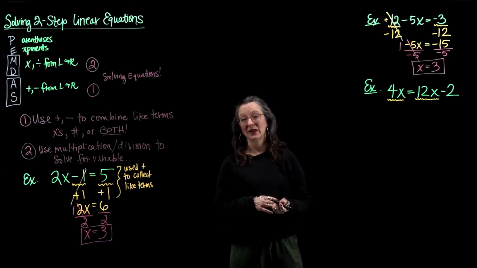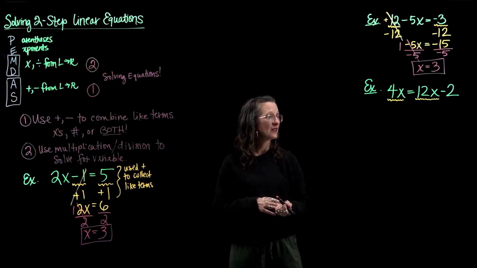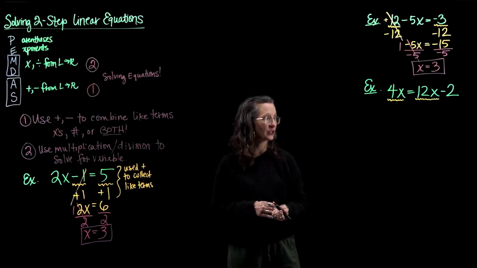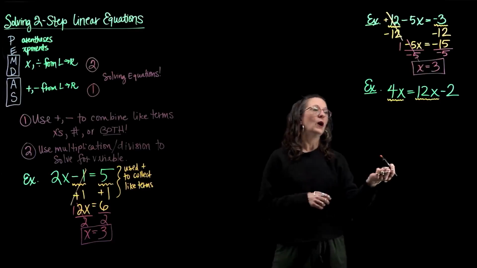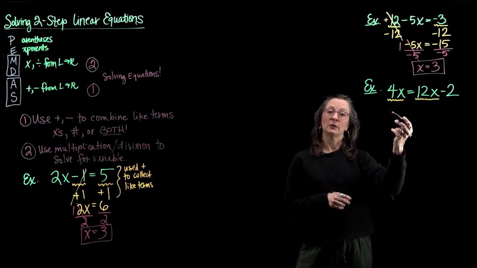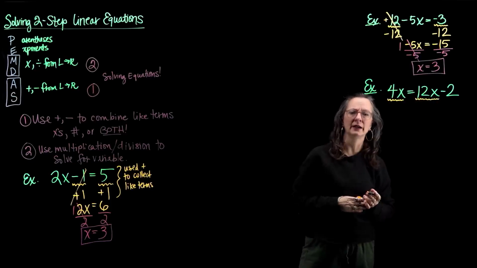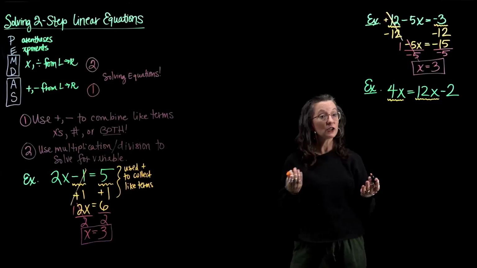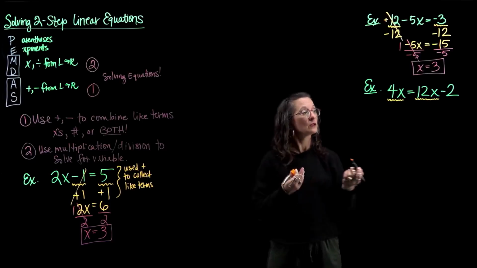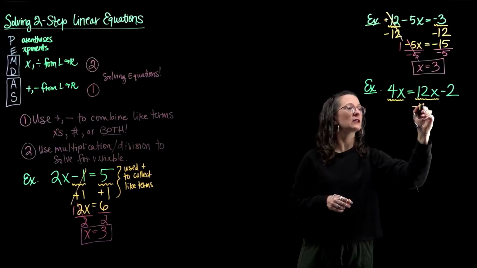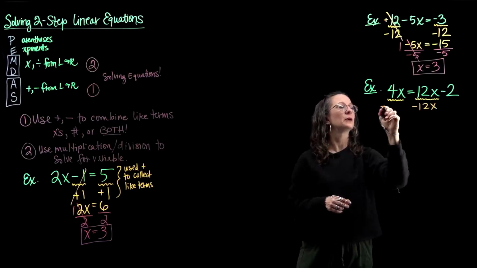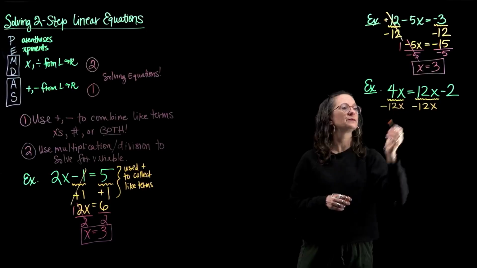I'd need to get them on one side of the equation. And in order to do that, I need to use addition and subtraction. So I could subtract 4x from both sides, but then I'd have everything on the right-hand side. It wouldn't be wrong, it just wouldn't help me very much. So instead, I'm going to subtract 12x from both sides of this equation.